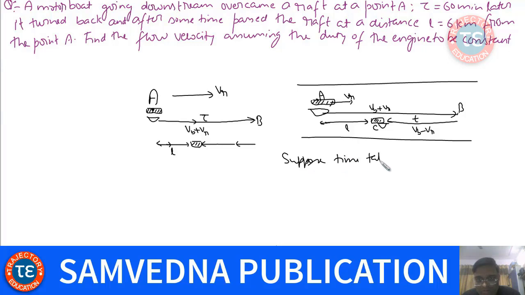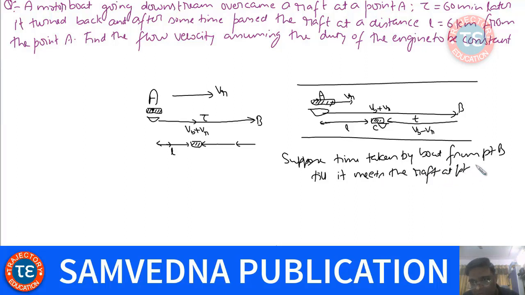Suppose the time taken by the boat from point B, B is the point from where it returns, till it meets the raft at point C, is T. So during that time the distance traveled by the boat would be VB minus VR into T, and during that time the distance moved by the raft is L.